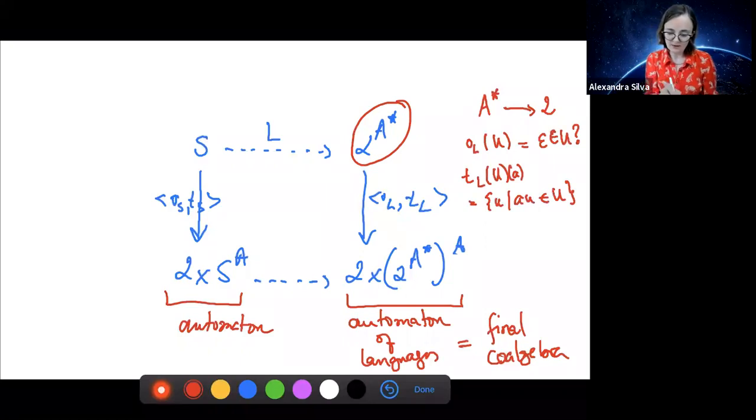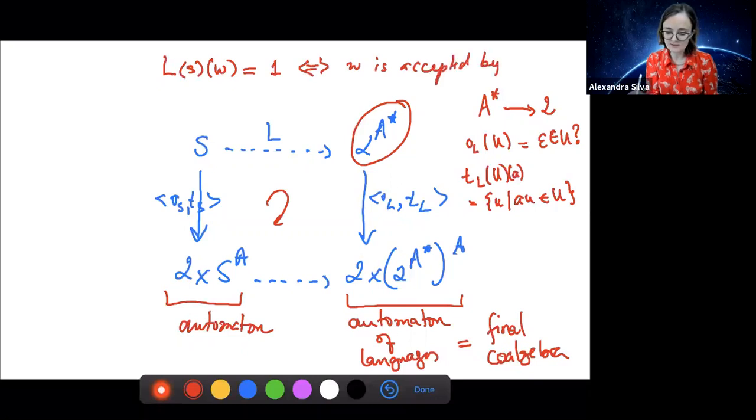The map L takes a state in the automaton and a word in A star, and you can read from the commutativity of this diagram that this will give 1 if and only if w is accepted by s, which maybe you remember is the same thing as saying that O of s·w is 1.